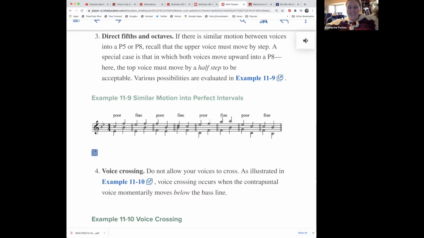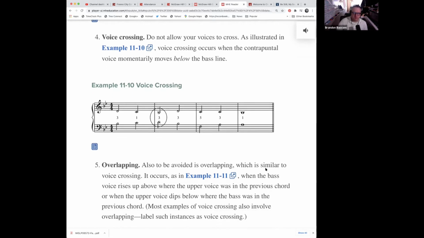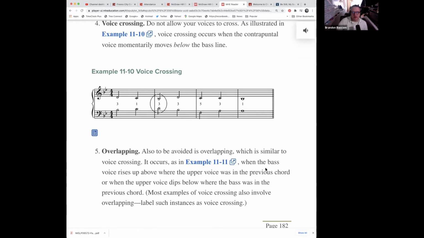Okay, voice crossing. Avoid it. Do not allow your voices to cross. As example 11-10 shows, voice crossing occurs when the contrapuntal voice momentarily moves below the bass line. Don't do it. No! The sopranos get insanely jealous if someone else has a higher voice than they do. Don't do it.